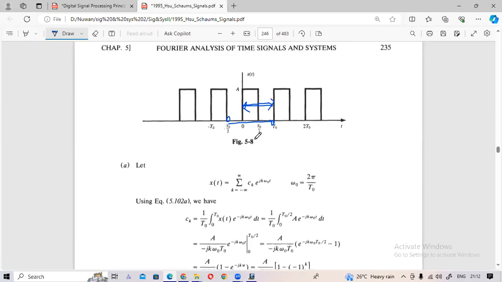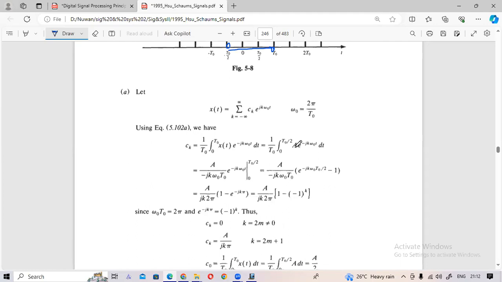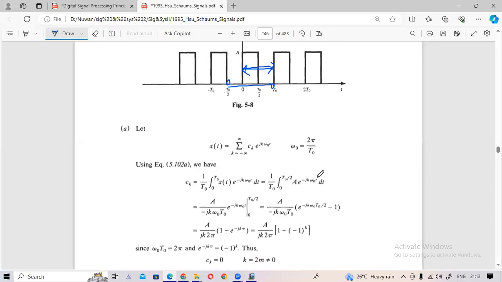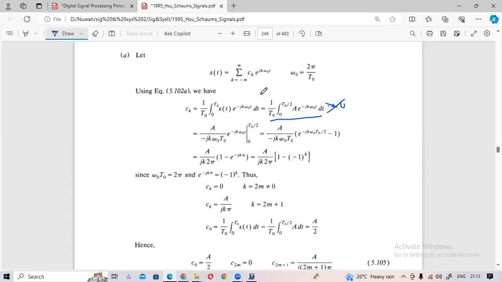Now you can see that from 0 to T naught by 2, x(t) is equal to A. So the integral from 0 to T naught by 2 of A e to the power minus jk omega naught t dt, plus the integration from T naught by 2 to T naught, where x(t) will be 0, so this will be plus 0. That means here no need; you have to do only this integration. Once you evaluate this very simple integration, you know the integration of e to the power jk omega naught t, you can get c_k as this.